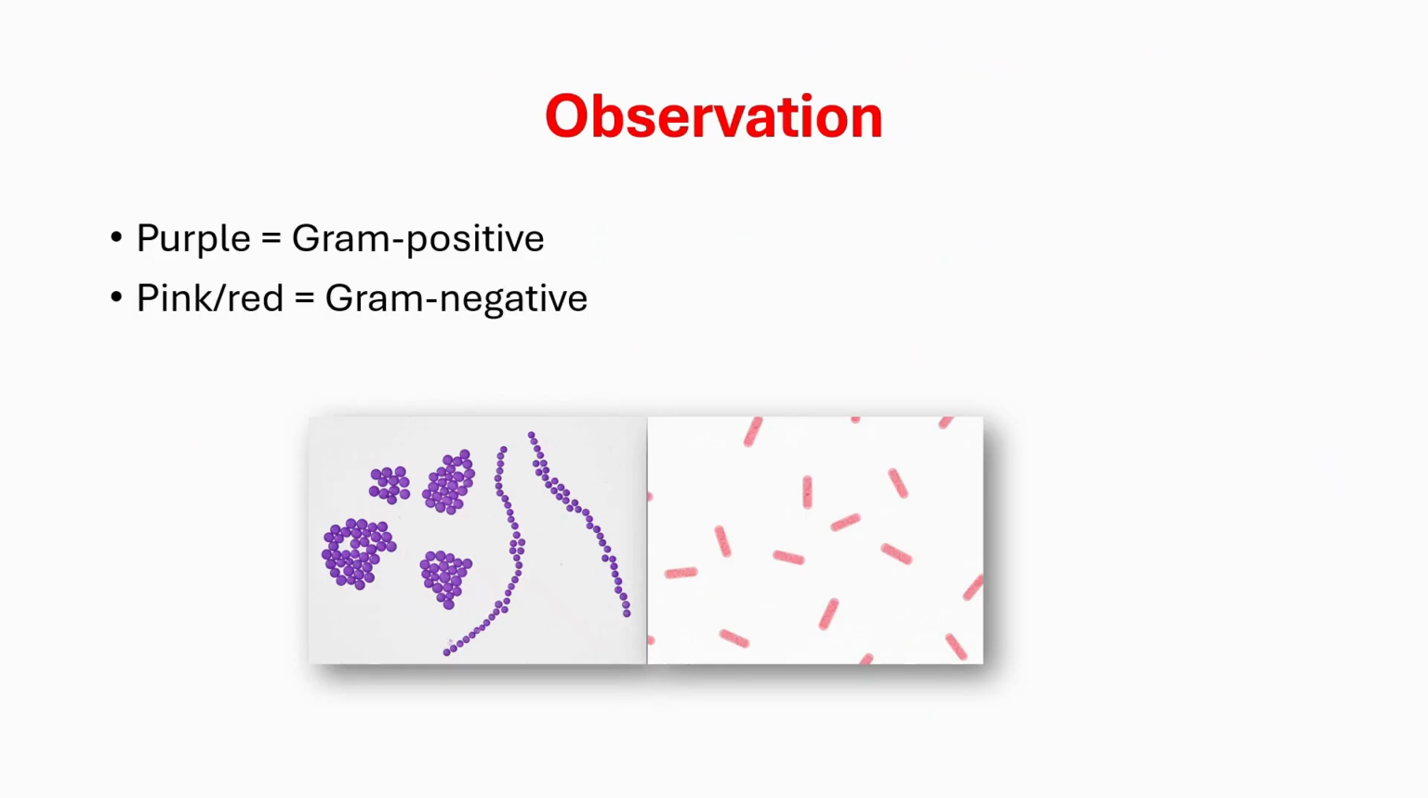Under the microscope, you will now be able to distinguish gram-positive bacteria that are purple in color and the gram-negative bacteria that are pink or red in color. This simple staining technique reveals the microbial population present in the samples.